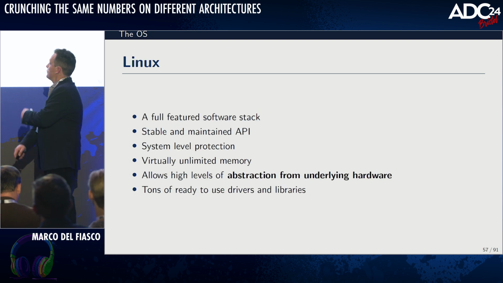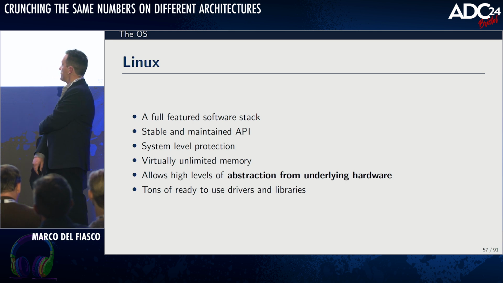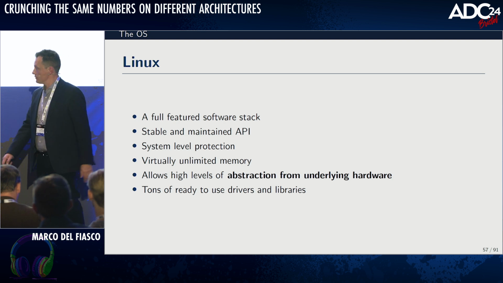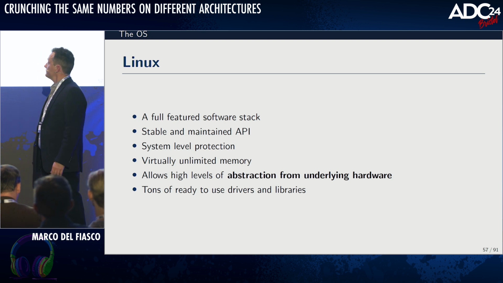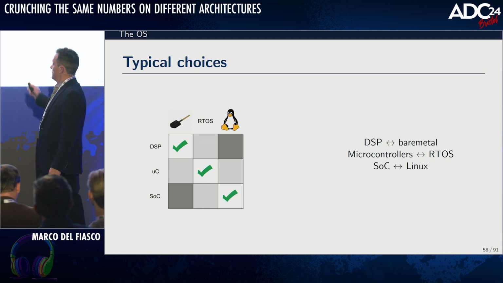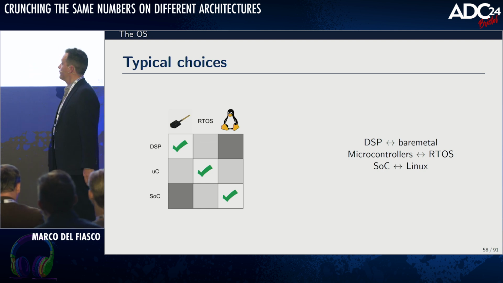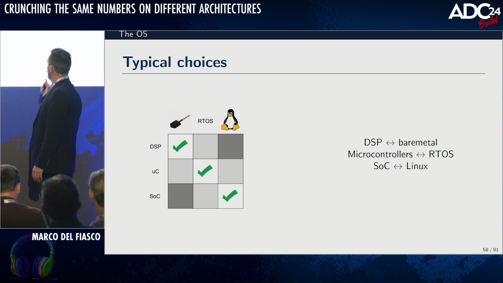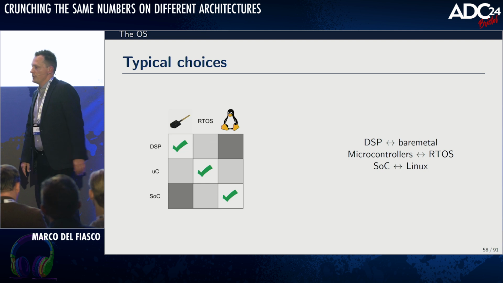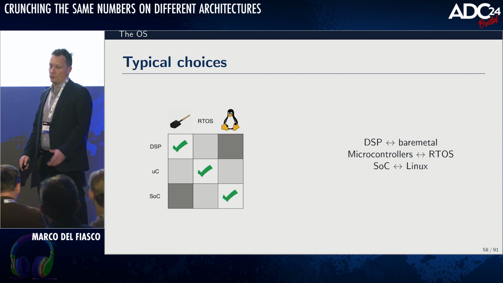What about Linux? It's a full-featured software stack. You have a stable and maintained API, system-level protection, virtually unlimited memory, and it allows a higher level of abstraction from the underlying hardware. And then, of course, with Linux you have tons of ready-to-use drivers and libraries. There are other combinations possible, but typically this is what you'll find. The DSP will use bare metal, a microcontroller will use a real-time operating system, and a system on chip, since it's complex to handle, will typically have Linux.